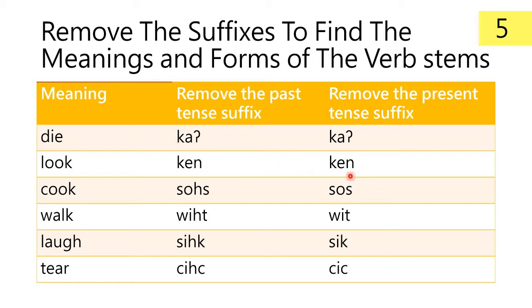Ka is a stem meaning die. Can is a stem meaning look. Sauce has 2 forms. Both of them mean cook. Wit also has 2 forms. Both of them mean walk. Sick also has 2 forms. Both of them mean laugh. Sick also has 2 forms. Both of them mean tear.